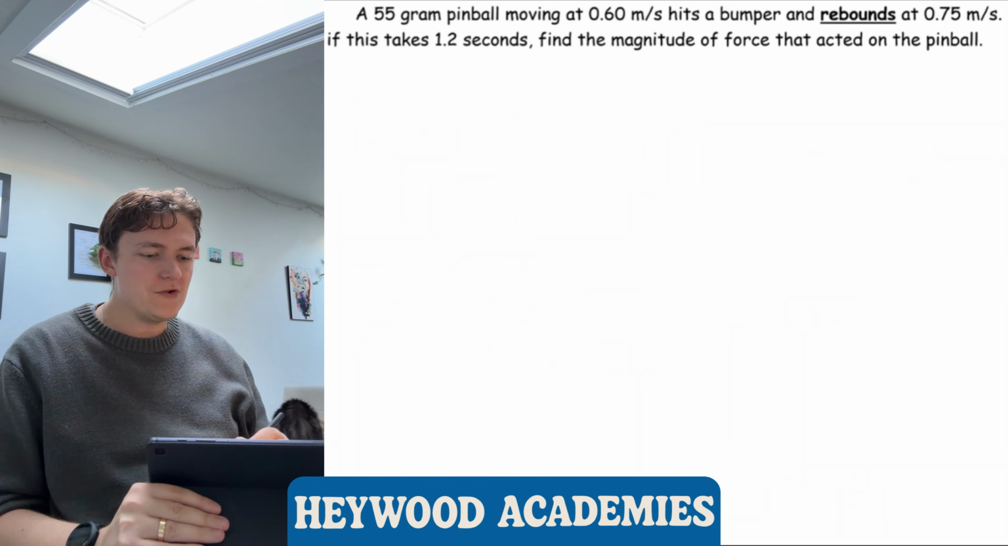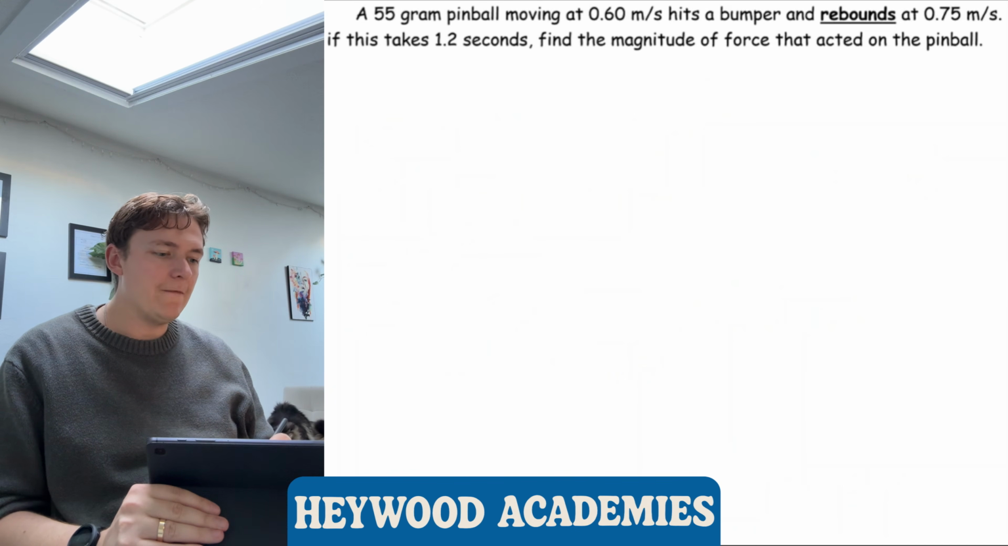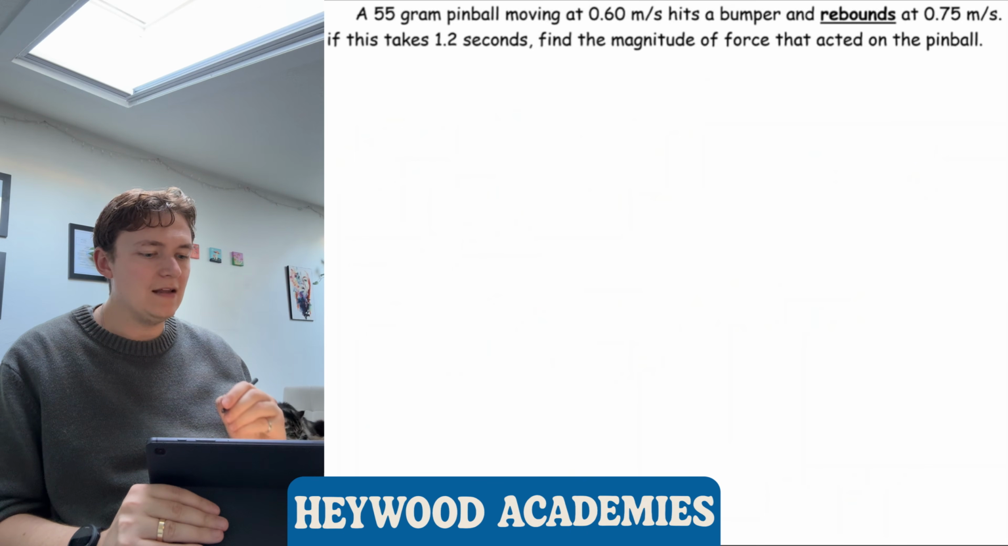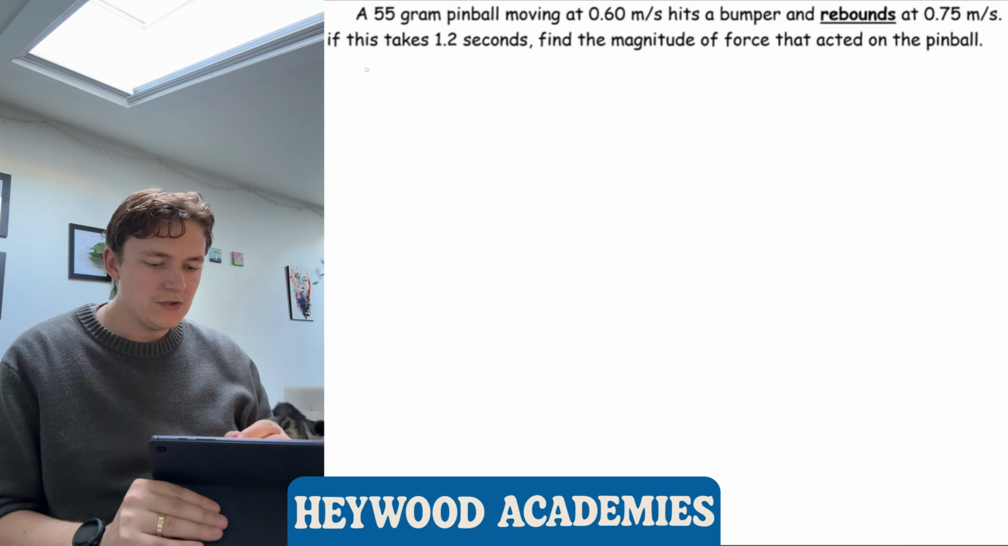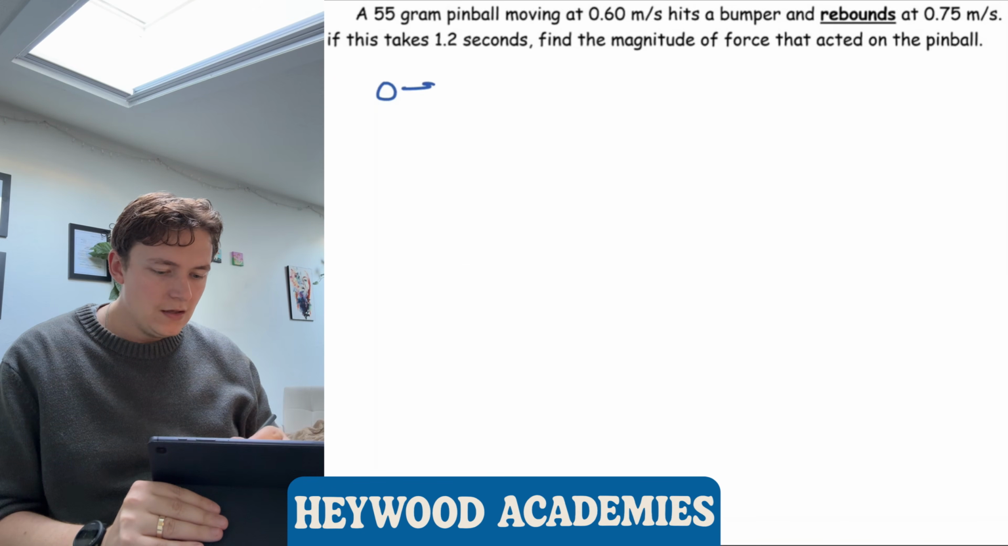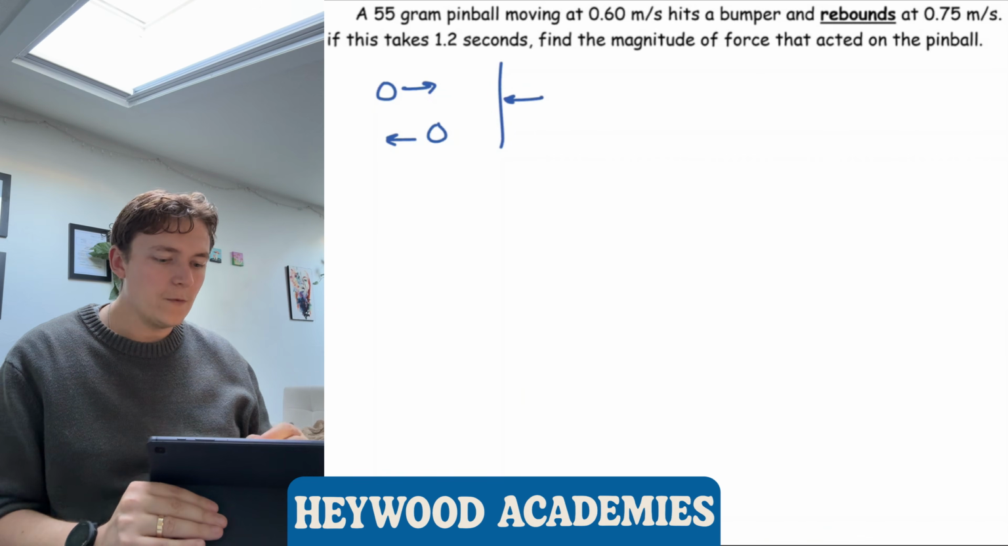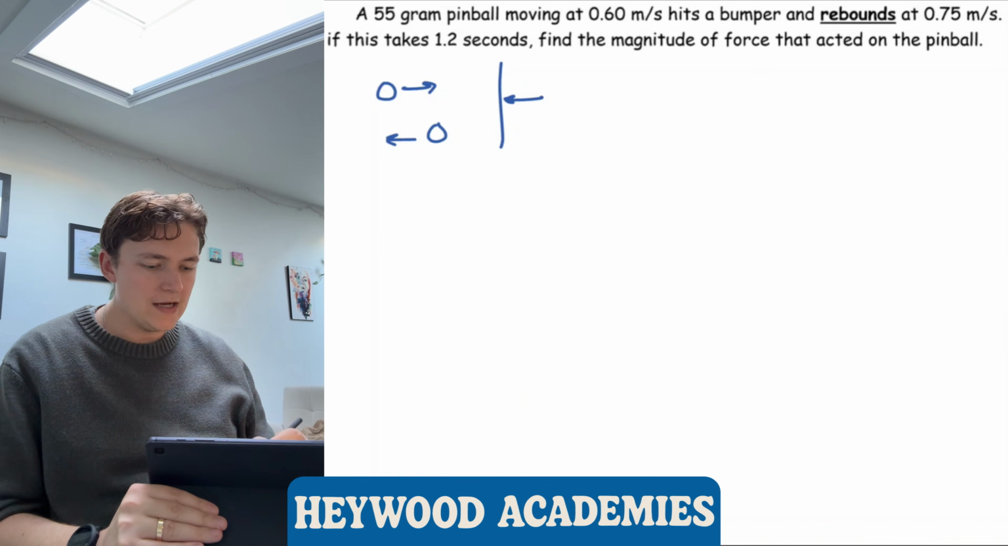Alright, we got a 55-gram pinball moving at 0.6 meters per second, hits a bumper, and then rebounds at 0.75 meters per second. And this takes 1.2 seconds. We want to find the magnitude of the force that acted on the pinball. Okay, so let's draw a little picture again. Let's say we're initially moving this direction, and then it hits a bumper, bounces off, and now it's moving this direction. While it's hitting that, it's going to be a force pointing in that direction.